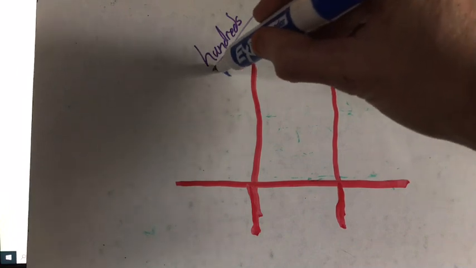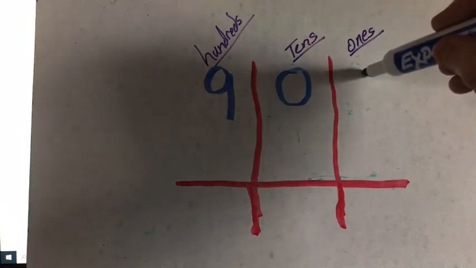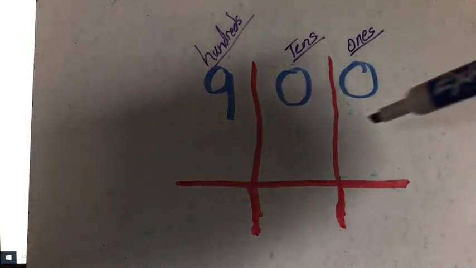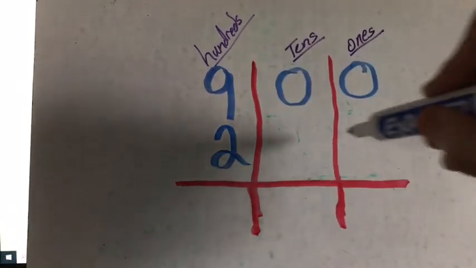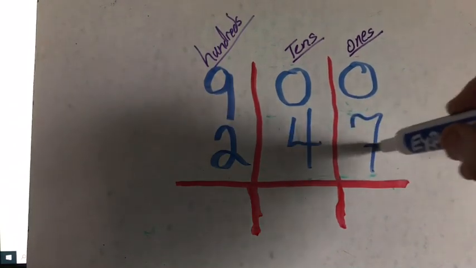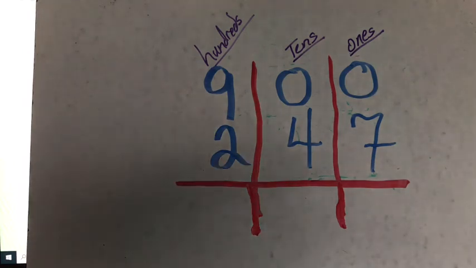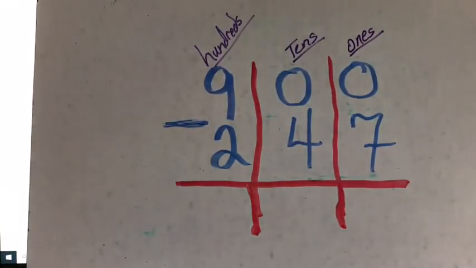So 900, when I say 900, the 9 is in the hundreds place. I have 0 tens and 0 ones. The number 247, I have 200, 4 tens, 7 ones, so 247. All right, I'm going to be subtracting. It said difference, so I need my subtraction sign.